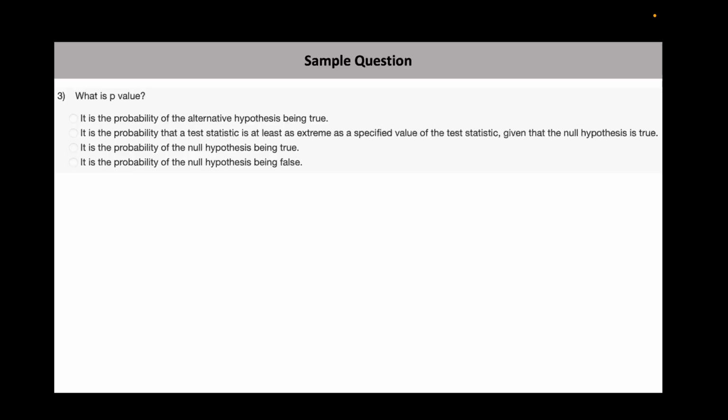This is a theoretical question, and it should be easy to solve. What is a p-value? Your options are: it is the probability of the alternate hypothesis being true; it is the probability that a test statistic is at least as extreme as a specified value of the test statistic, given that the null hypothesis is true; or it is the probability of the null hypothesis being true and the probability of the null hypothesis being false. If anyone of you knows the answer, you can write it in the chat box or tell the answer. Otherwise, you can proceed to solve this.